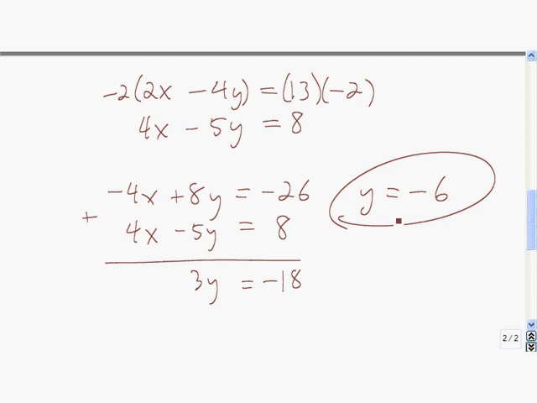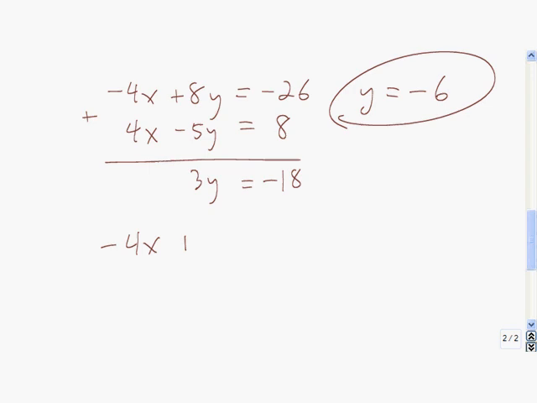Now to solve for x, what we're going to do is take this value of y and plug it into either of these equations, or we can plug it into the very original equation. Okay, it's totally up to us, any form of the equations. So let's just plug it into this equation right here.